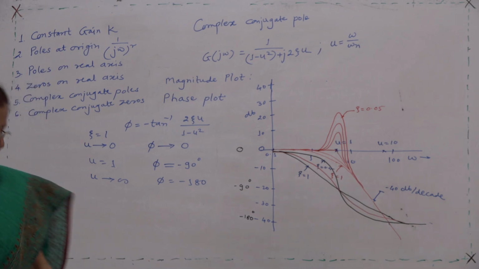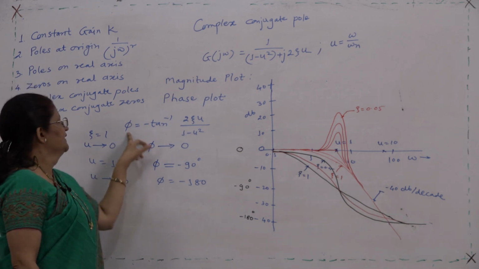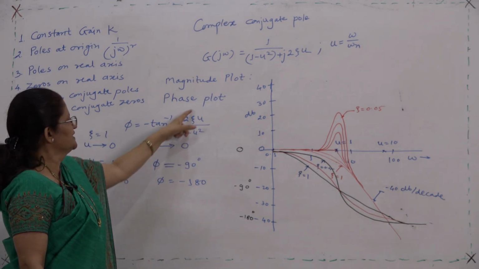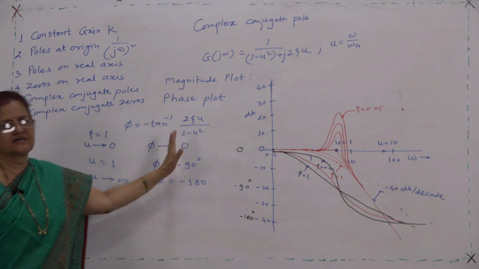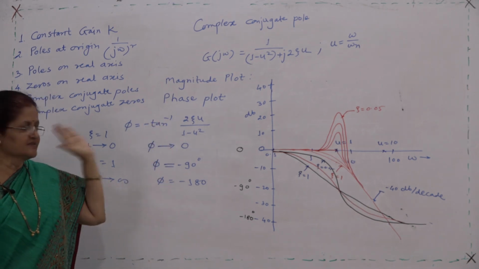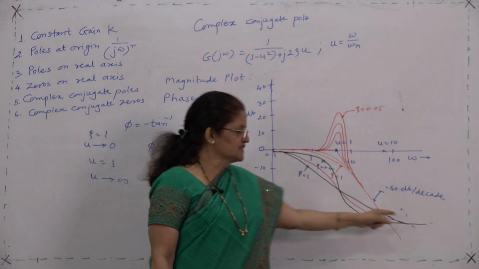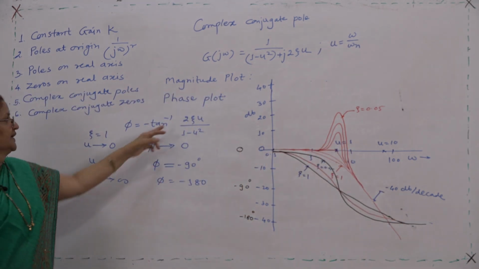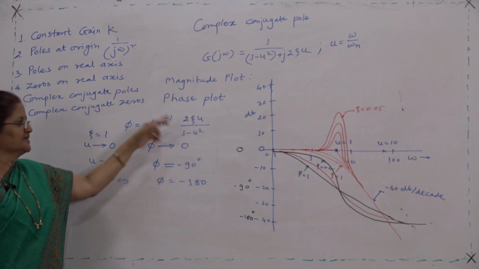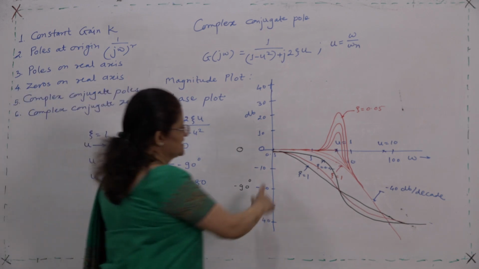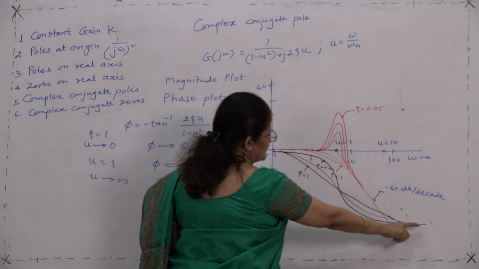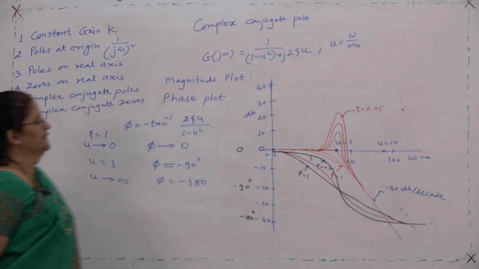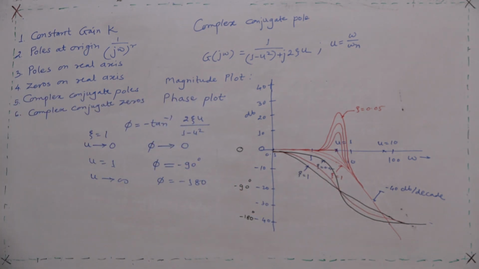So, for the phase plot, the phase angle is minus tan inverse of twice zeta u upon 1 minus u square. So, it is again dependent on the damping factor. When the damping factor is 1, you will get just the tan inverse function, but when the damping factor is less than 1, zeta contributes some effect and you will get a sharp curve when zeta is nearly 0. In between 1 to 0, you will get different values. We can represent it somewhat like this. So, this is the phase plot.